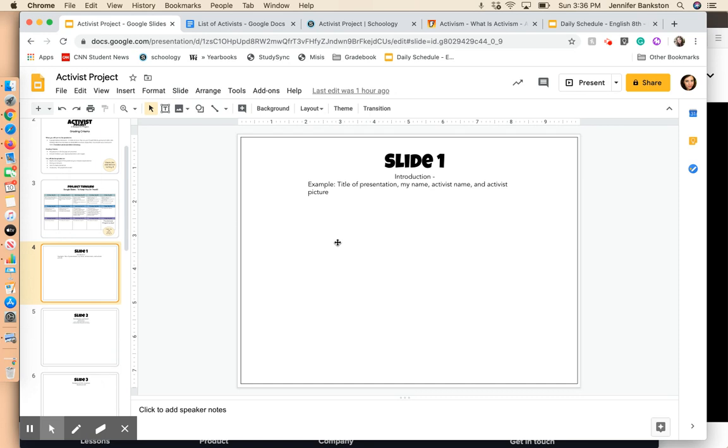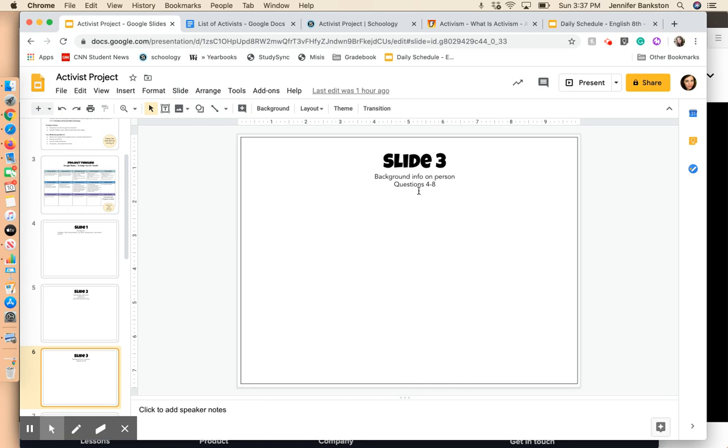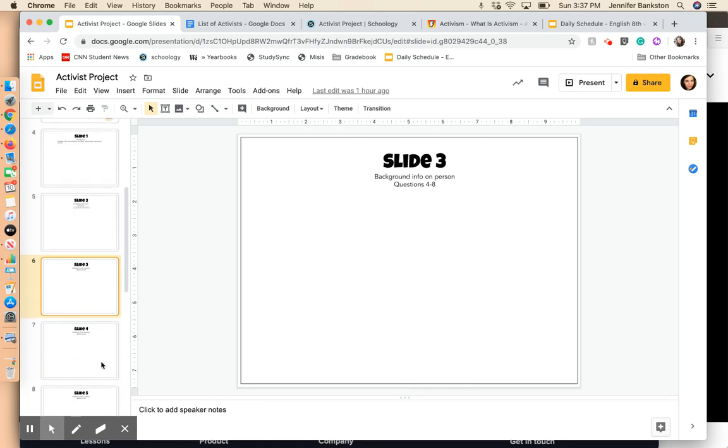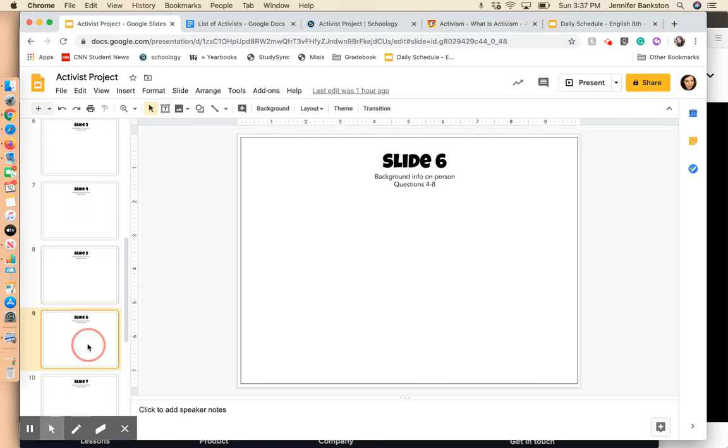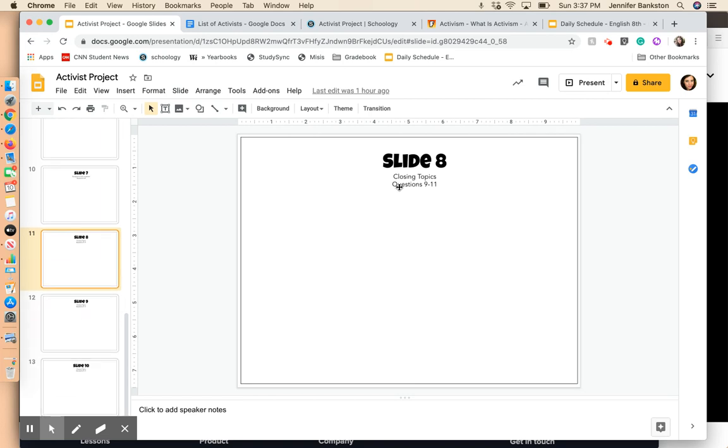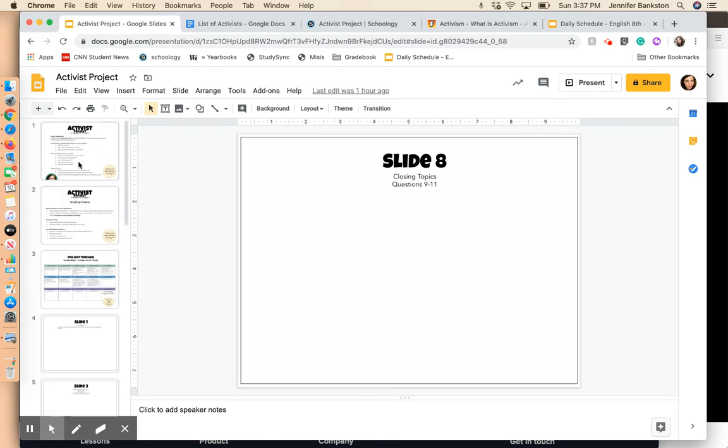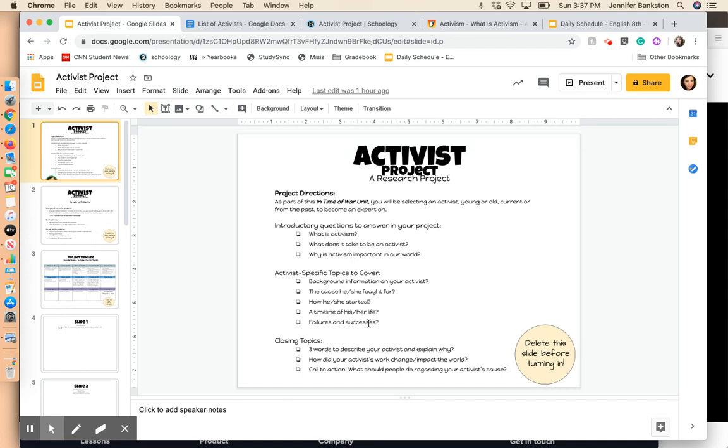Okay. So slide 1: title presentation, your name, your activist's name, and a picture of that person. And then on slide 2, answer these 3 questions, perhaps, right? Slide 3, those 4 through 8 questions. And that continues, 4 through 8. So space it out, right? Space it out. And then slides 8, 9, and 10 will be those closing questions. Now, remember, the questions I'm talking about are coming from here. These are the questions I'm talking about, okay?